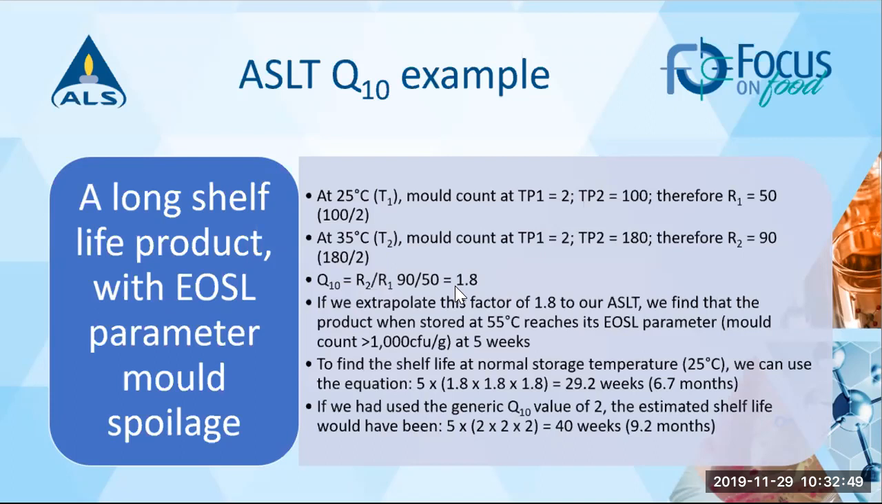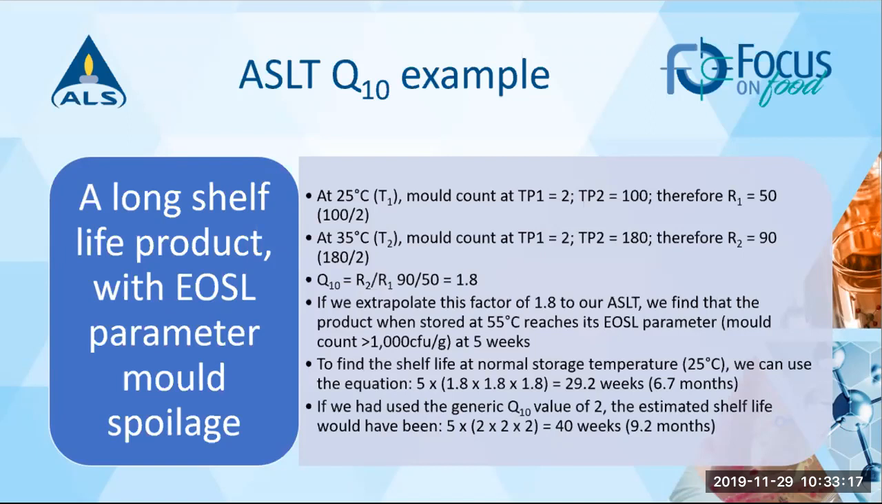Now 1.8 is just a factor. It doesn't correspond to any value apart from the fact that it's a factor. Having calculated the factor, we can apply it to the product stored at elevated conditions until it reaches the end of shelf life specifications for this parameter. For example, if the parameter is the mold count, and we've determined that at 1000 CFUs per gram, the product is unacceptable to the customer.